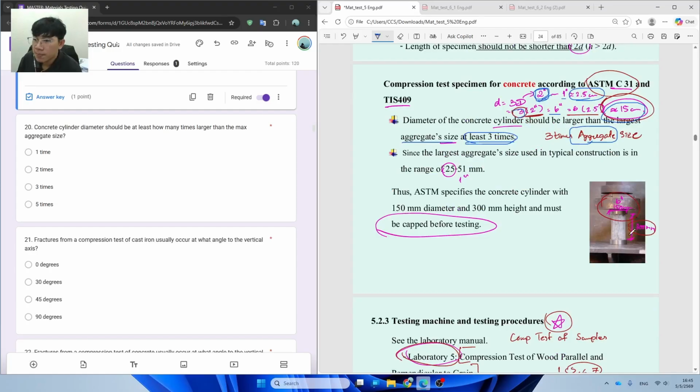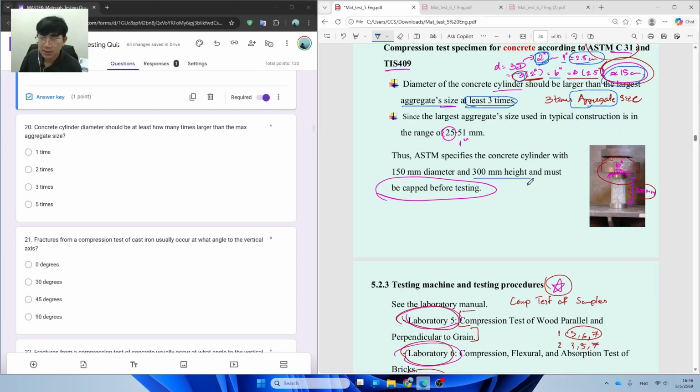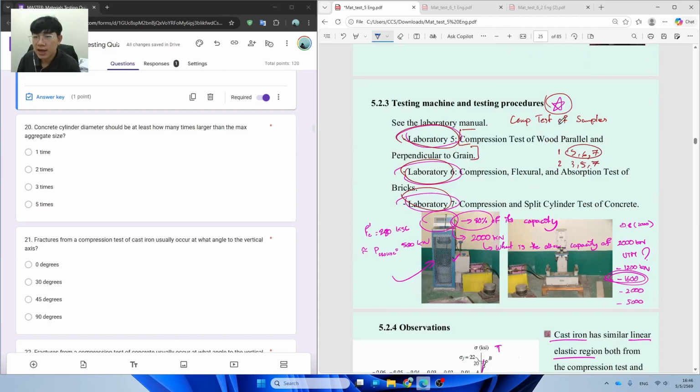Okay, and the depth of the cylinders normally is going to be 2 times the diameter. That's why we have the concrete sample of 150 millimeters in diameter and the depth of 300 millimeters. And again, I would like you to go back and check on this.